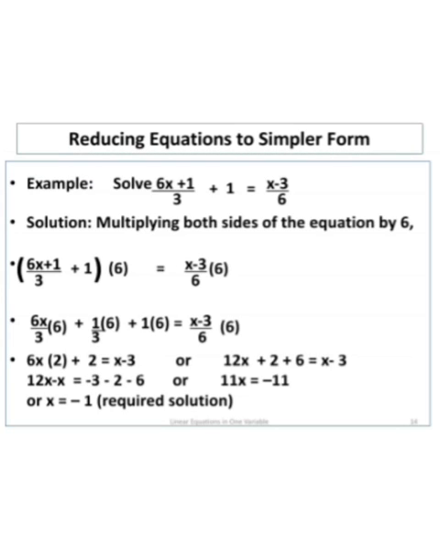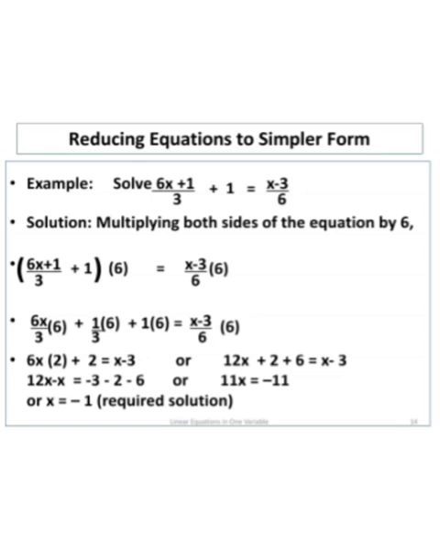Now coming to the next topic, reducing equations to simpler form. For example, we have 6x plus 1 upon 3 plus 1 is equal to x minus 3 by 6. So here we need to simplify the equation. And how do we do that? Multiplying both the sides of the equation by 6.